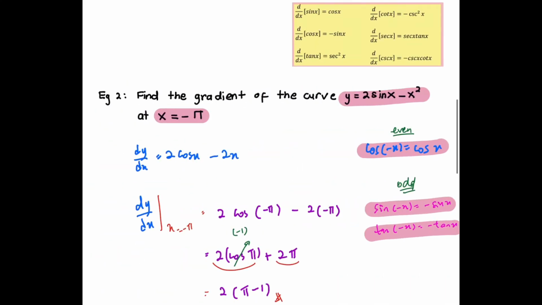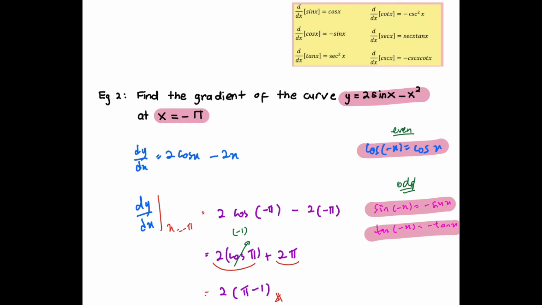Now let's see example 2. Find the gradient of the curve y equal to 2 sine x minus x squared at the value of x is negative pi. So let's do this. First of all, to find the gradient, we need to find the derivative for y. So dy over dx is equal to 2, just rewrite back, differentiate for sine. Differentiate sine is cos x, minus, and let's differentiate x squared. This is just 2x. So now we have finished differentiating our y.